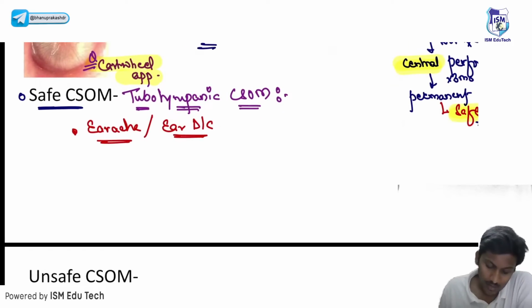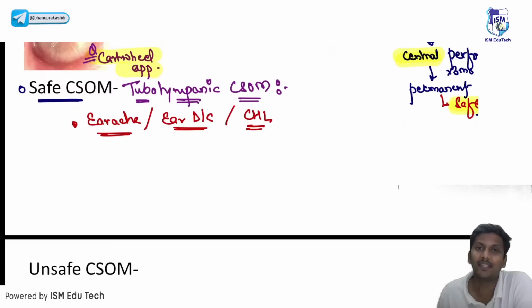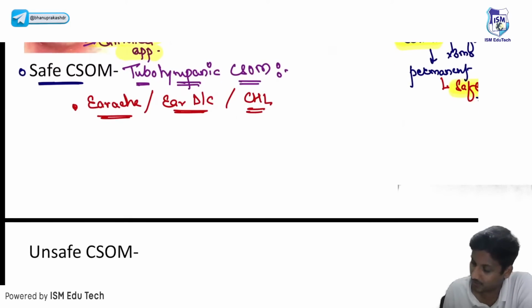Okay? Apart from that, the patient will definitely have hearing loss as well. And which kind of hearing loss will be there? Definitely the patient will have conductive hearing loss. Why? Because the problem is lying in the middle ear. Therefore, there will be a problem in the conduction.